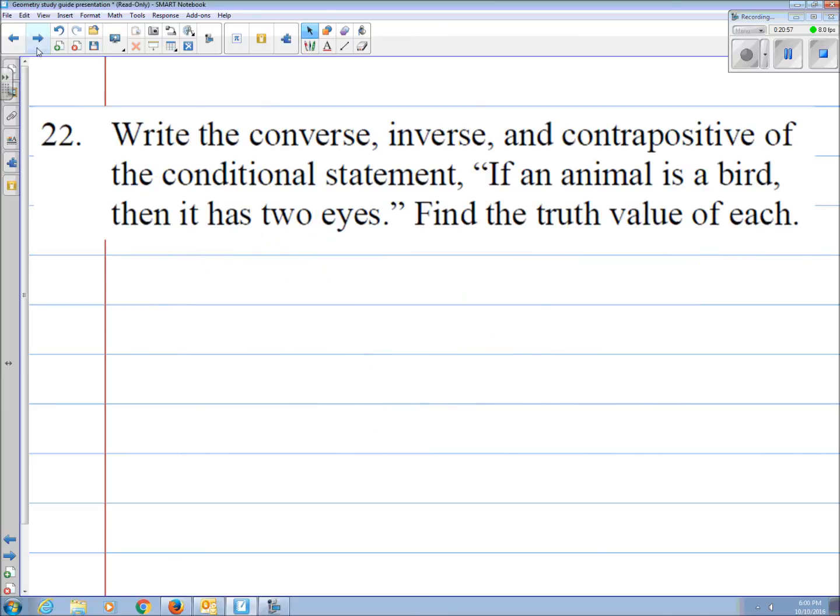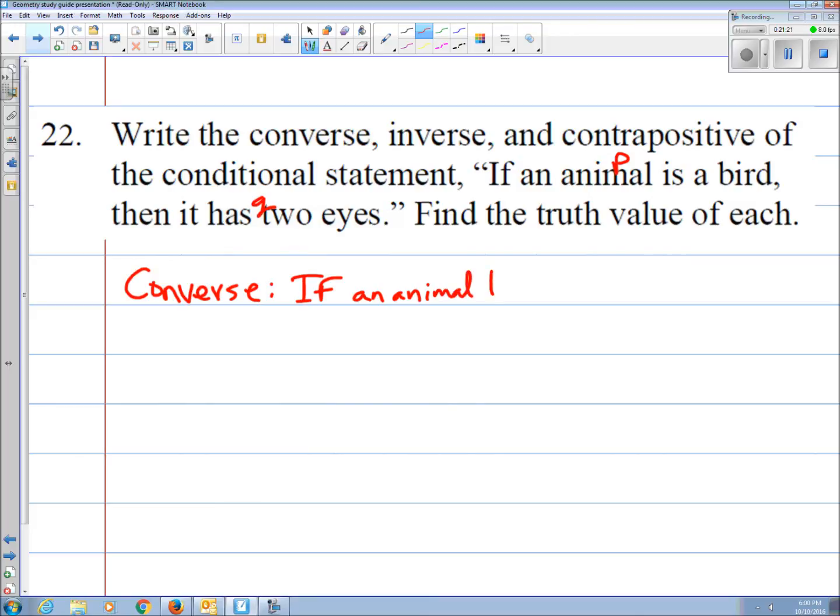And last one, it says, write the converse, inverse, and contrapositive of the conditional statement. If an animal is a bird, then it has two eyes. So if that's our original conditional, this is our P, this is our Q. The converse flips the P and Q, so it should say, if an animal has two eyes, then it is a bird.